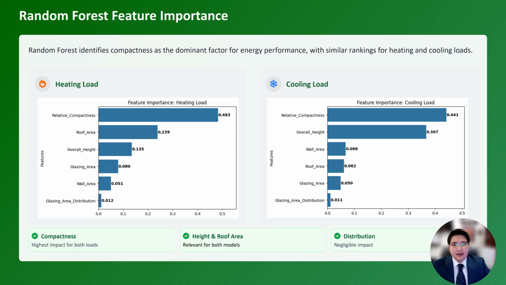So now let's take a look at the random forest feature importance for heating and cooling. We can see that for both models, relative compactness ranks first as the strongest predictor. Then we have the height and roof area, which are also significant features. But at the end of our models, we can see that the glazing area distribution has no impact in our model.